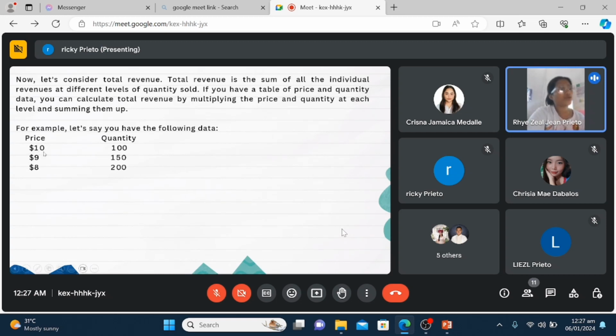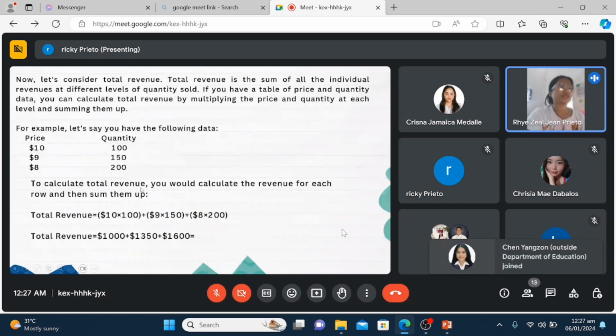As you can see, we have $10. From $10, it becomes 9. From 9, it becomes 8. So the price goes from high to low, and the quantities are 100, 150, and 200. So the price goes from high to low, and the quantity sold goes from low to high.